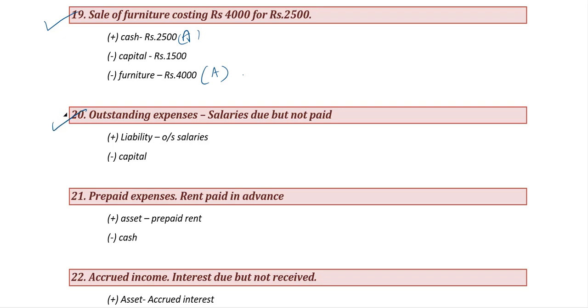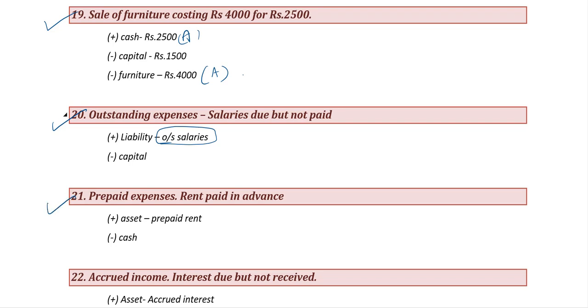Outstanding expenses. Salaries due but not paid, for example. We need to create a liability called outstanding salaries. And we also need to deduct from capital because it's an expense which is incurred, although it is not yet paid.